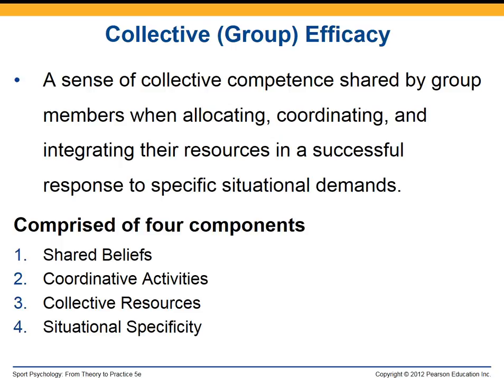It's derived from 5 primary sources: prior performance, which is actually the strongest source of collective efficacy, vicarious experiences, verbal persuasion, leadership, and cohesion. And a final note on group efficacy: high cohesion in teams directly and favorably affects collective efficacy. And inversely, teams that have higher collective efficacy also tend to be more cohesive in nature.